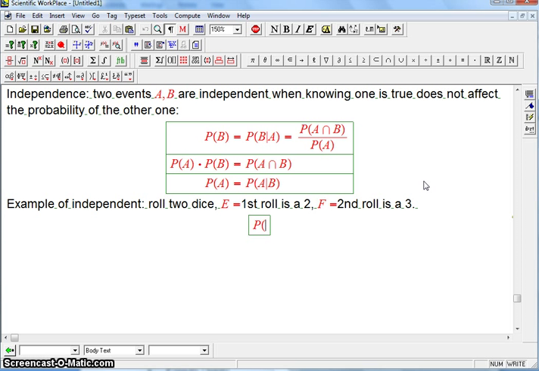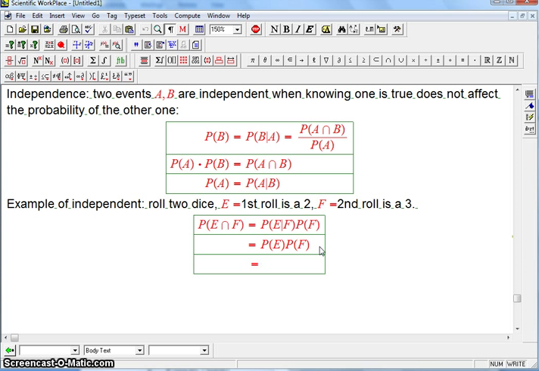So that says that the probability of getting both of those, the intersection of those, should just be, well, it's always probability of E given F times the probability of F, but because we know they're independent, that's just probability of E times probability of F. And we know that each of those is a sixth. So that's looking like our fundamental counting principle in action.